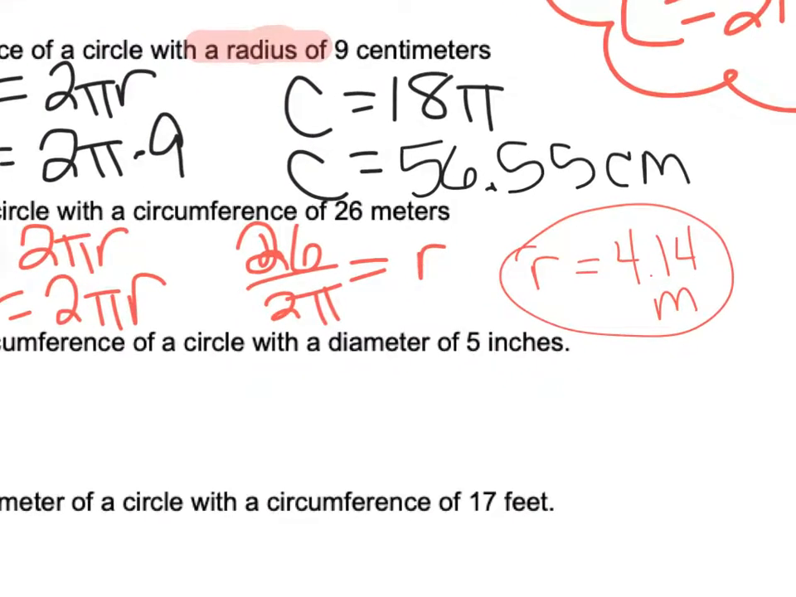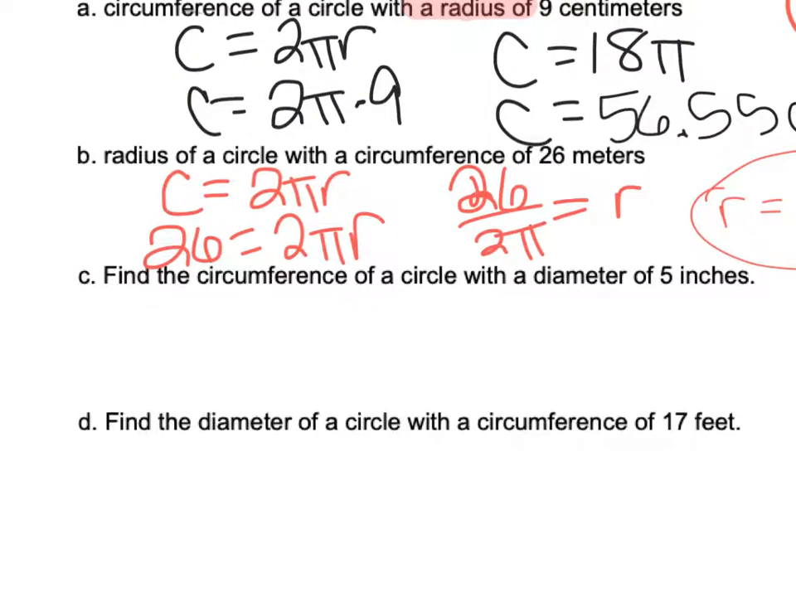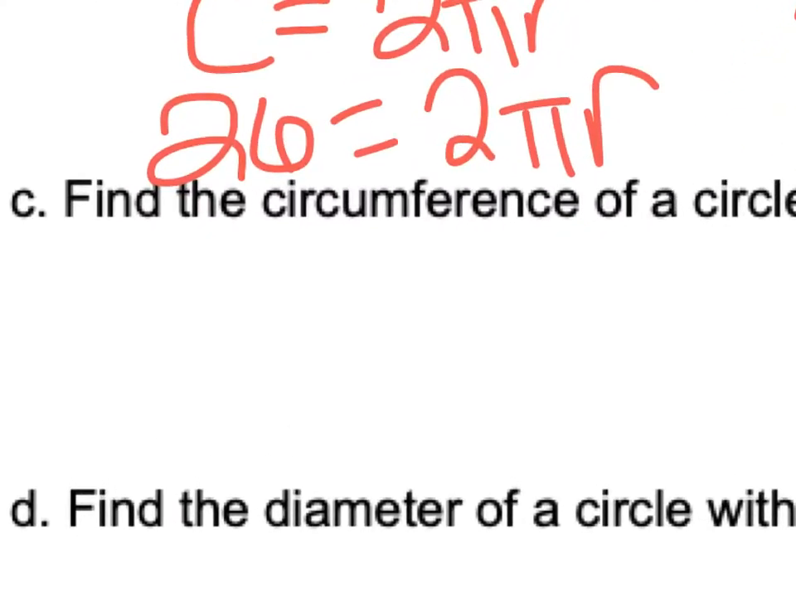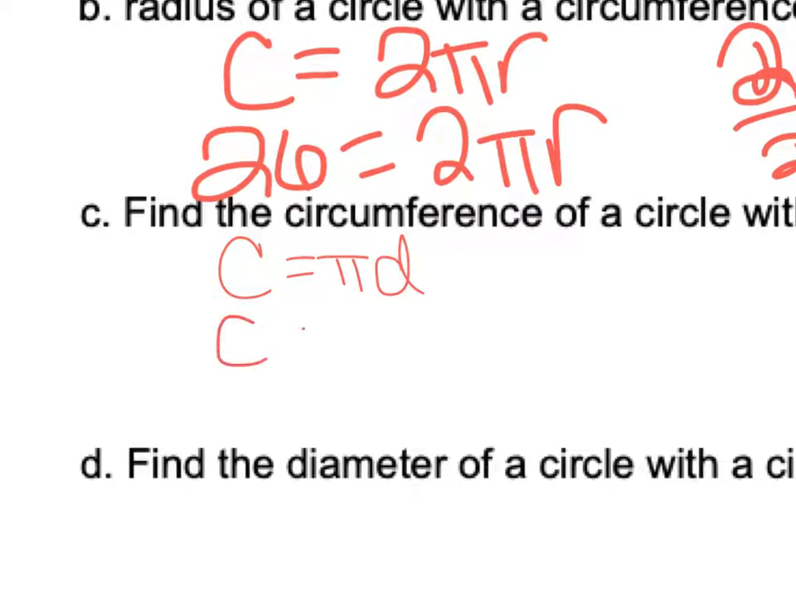And again, if you wanted to simplify this 26 over 2 pi, 26 divided by 2 is 13. Technically, you could just do 13 divided by pi. Okay, this next one has the circumference with a diameter. The diameter is 5. Well, if I'm using diameter, I want to use pi times d, and I know my diameter, it told me, was 5 inches, and I want to find the circumference, so I would have 5 times pi.